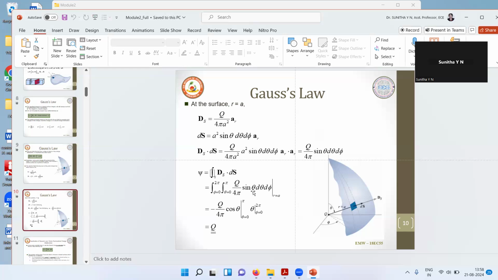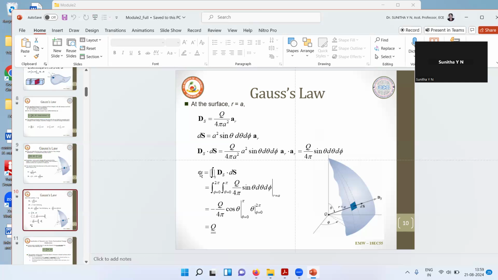Then I take D into ds, which we have calculated here, q divided by 4 pi sine theta d theta d phi. Now the flux psi is equal to minus of q divided by 4 pi, sine. If you integrate, you will get cos theta, applying the limit of theta from 0 to pi. And if you integrate d phi you will get phi. There is a print error here, my apologies. Here theta should be phi, and this phi ranges from 0 to 2 pi, and we will have a q here.